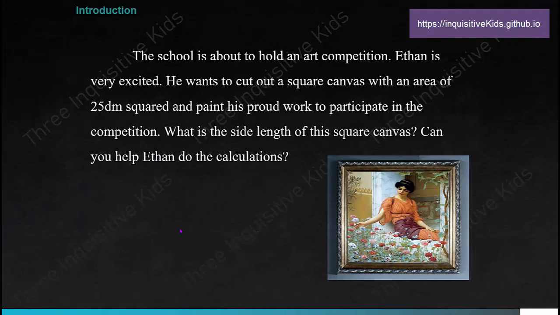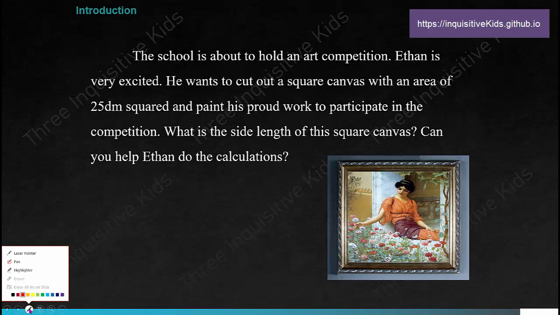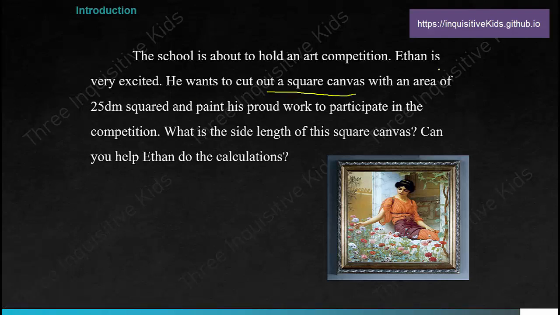So here's an introduction. The school is about to hold an art competition. Ethan is very excited. He wants to cut out a square canvas with an area of 25 dm squared and paint his proud work to participate in the competition. What is the side length of his square canvas? Can you help Ethan do the calculations?